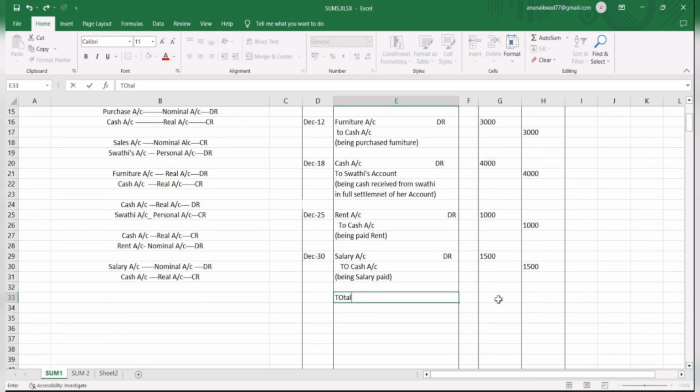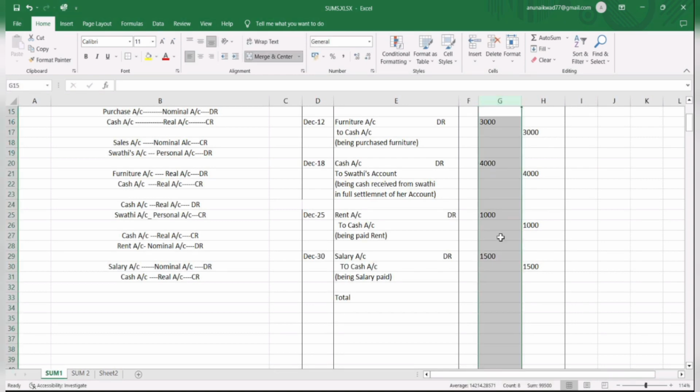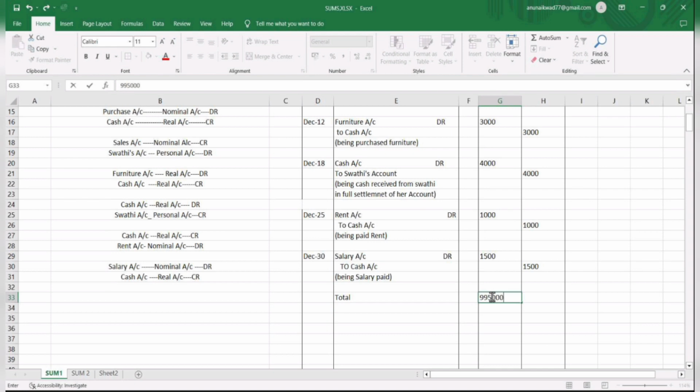total of all the credits, that is 99,500 and 99,500.